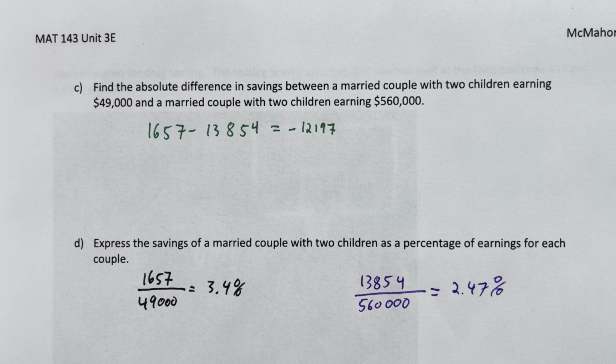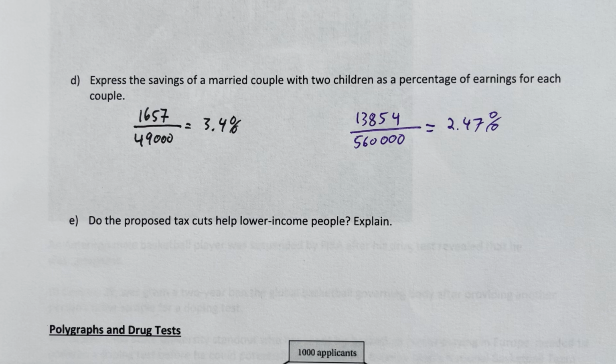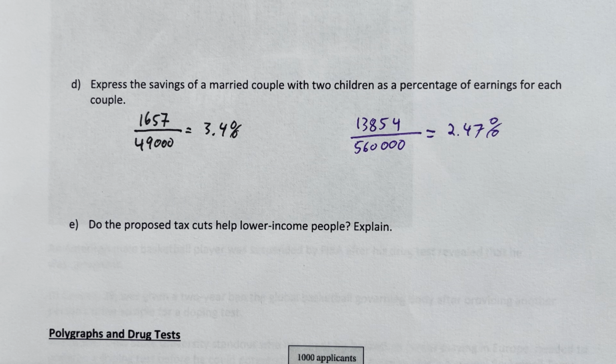Find the absolute difference between married couples. So 13,854 minus 1,657 means the difference is 12,197. Whereas a married couple with kids making 49,000 would save 3.4%, and the married couple at 560,000 would save 2.47%.